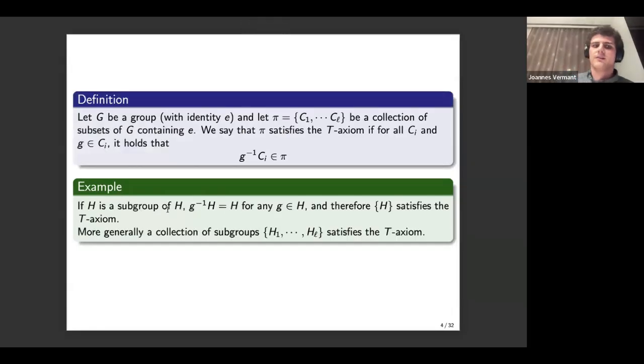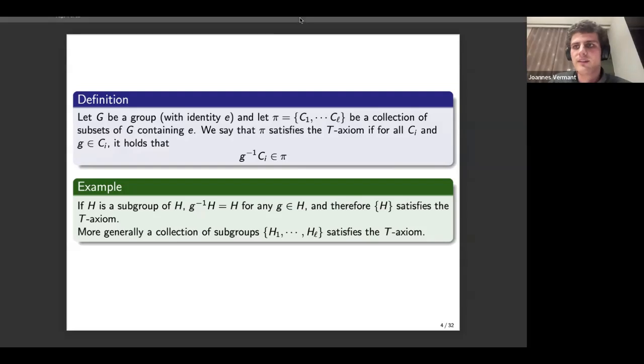Another example is given here: whenever we have a subgroup H, then the collection containing only H also satisfies the T axiom. If I have any element g of my subgroup, so g is an element of H, then g inverse times H gives me the subgroup again. So this means that this collection satisfies the T axiom. And more generally, any collection of subgroups satisfies the T axiom.